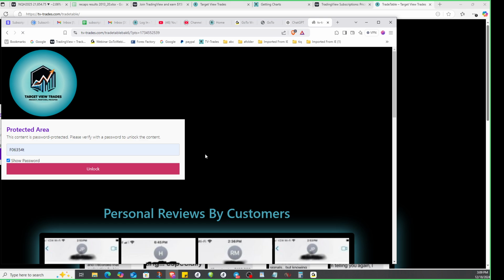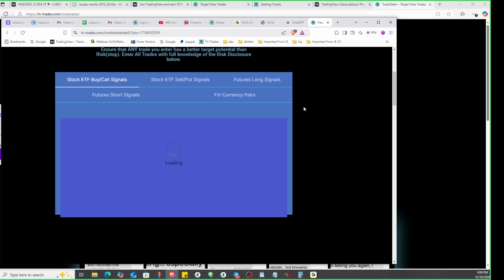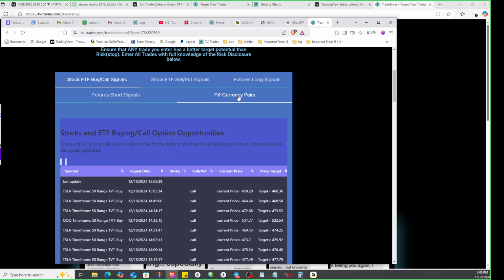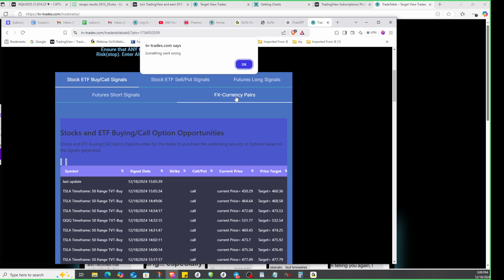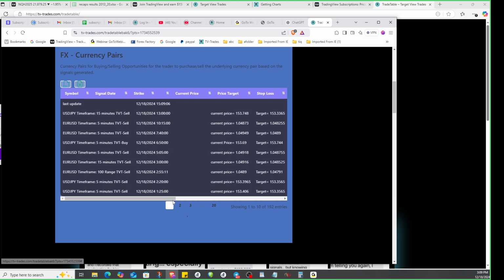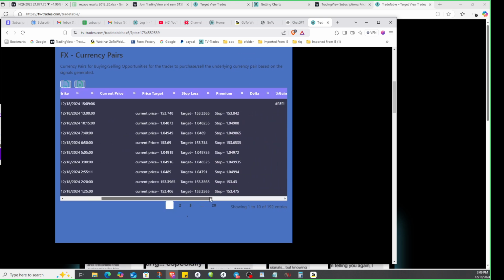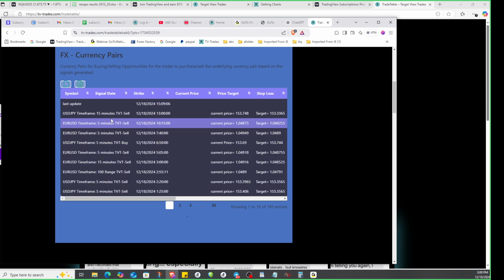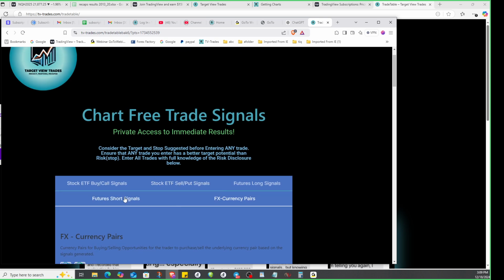There it is. Okay, so in here I actually have Forex currency pairs in here too. I don't really have a whole bunch of them, but I have a few of them in here. There's a few currency pairs in here, and what they give you is the entry, the current price, the target, the stop for the different currency pairs too. So if you're interested in trading Forex, you can check that out.